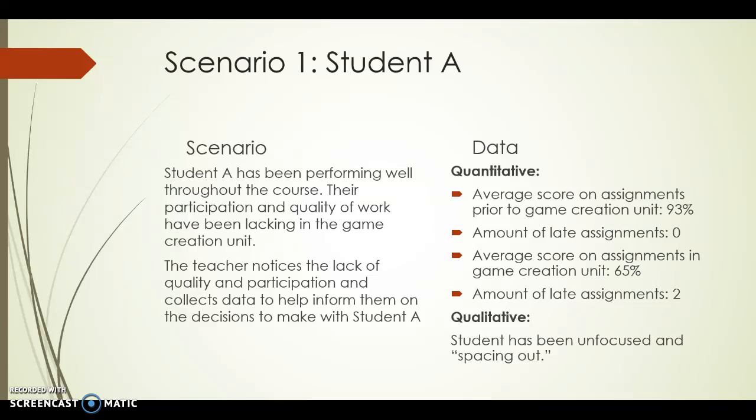Data. Quantitative and qualitative data has been gathered to help give the teacher more information on how to increase student performance. Quantitative data. Average score on assignments prior to game creation unit is 93%. The student has 0 late assignments. The average score on assignments in the game creation unit is 65%. The amount of late assignments in the game creation unit is 2. Qualitative data. The student has been unfocused and spacing out lately.